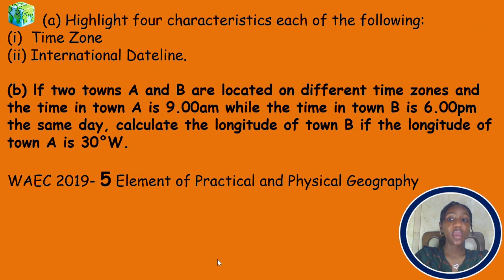If two towns A and B are located on different time zones, the time in town A is 9 a.m. while the time in town B is 6 p.m. on the same day. Calculate the longitude of town B if the longitude of town A is 30 degrees west. So you should be able to do question A, as we've already discussed this earlier in the video. Now, according to question B, we are looking for the value of the longitude.